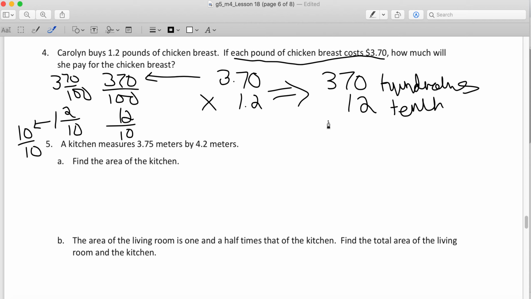All right, let's finish. So 2 times 0 is 0. 2 times 7 is 14. Carry the 1. So 2 times, this is times, multiplication rather. 2 times 3 is 6 plus 1 is 7. Put my placeholder here. 1 times 0 is 0. 1 times 7 is 7. 1 times 3 is 3. What's my answer?